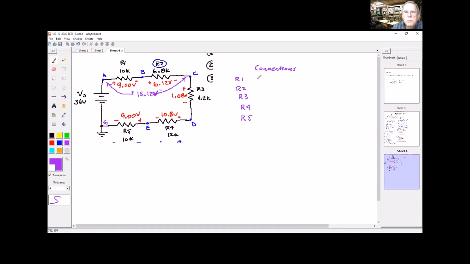R1 connects between point A and B. R2 connects between B and C. R3 connects between C and D. R4 connects between D and E. R5 connects between E and ground. If I look at any two resistors, do any of them share the exact same letters?